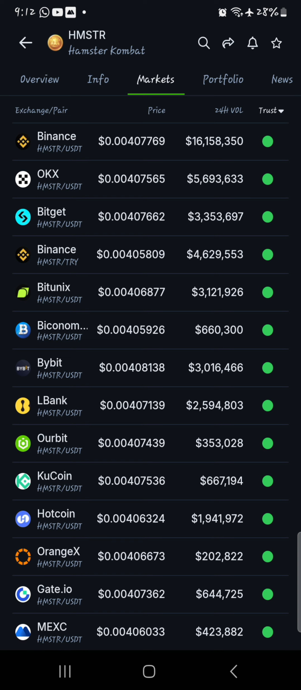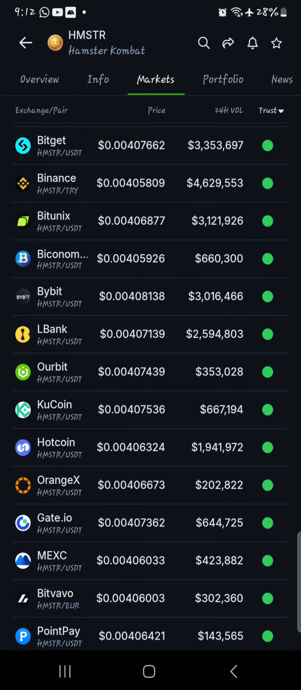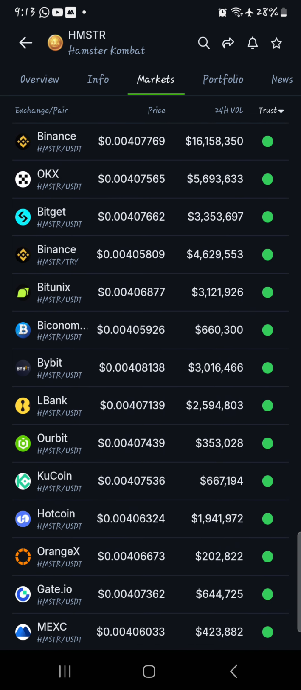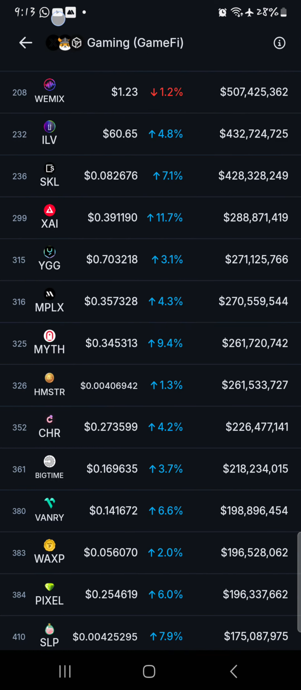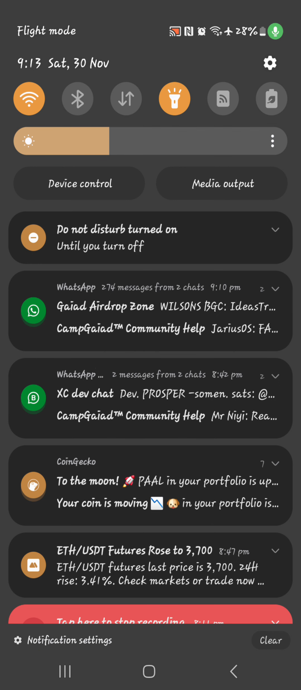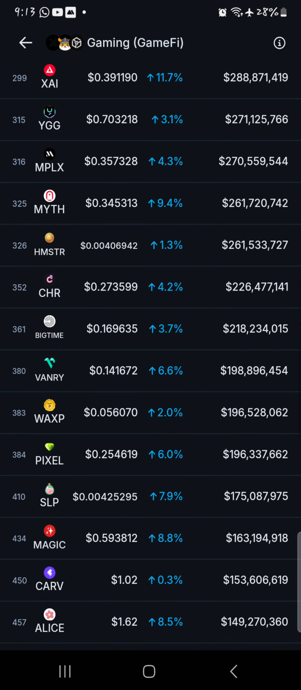Binance. 16 million of that is from Binance. 5 million OKX, Bitget 3 million, Binance again on another currency pair 4 million. So you see that Binance alone is giving them over 20 something million dollars in volume, right? So you see that that is the Binance factor. That's why sometimes I try to predict which projects will simply get on Binance. It's already a very good angle to the whole thing, right?